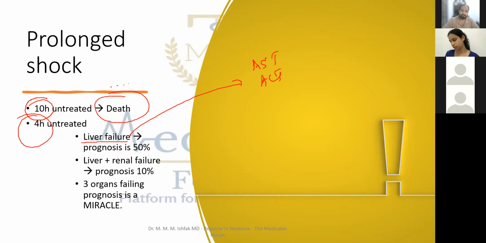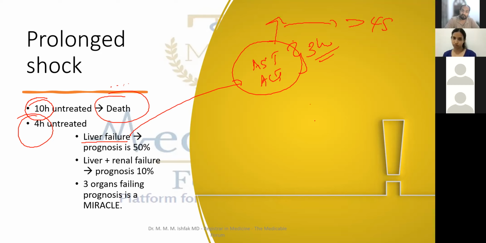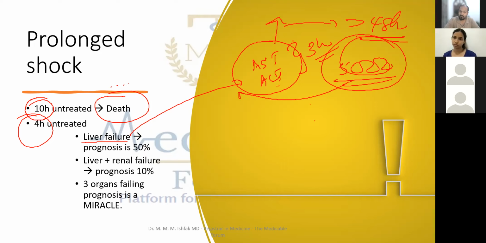AST, ALT. Let's say this takes around 3 hours to come from the lab. Remember, guys, when there is an acute liver injury, the transaminases rise will come after 48 hours. Let's say the transaminases are now 5,000 odd, but you need to know that this is corresponding to 48 hours back.